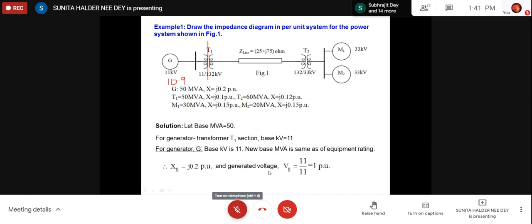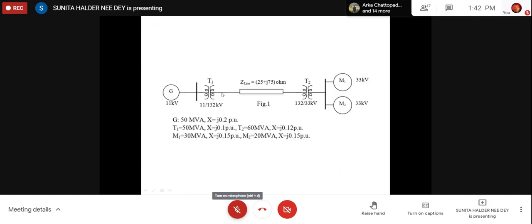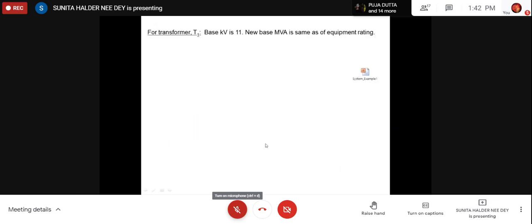Then, the generator will generate a voltage, so what will be the output voltage? 10.9 kV or 11 kV. The base voltage is 11 kV. So 11 by 11 is 1 per unit. So its output voltage will be 1 per unit. Then for transformer T1, if we consider the primary side, base kV is 11 and base MVA is 50. So there will be no change. Obviously XT1 will remain unchanged. If there is a change, you can do it.